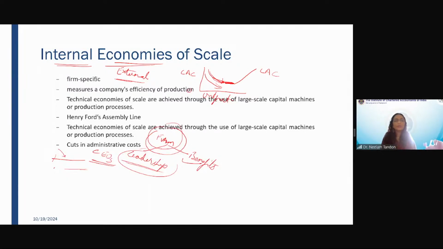What happens within the firm is called internal economies of scale. Okay, so these are firm specific. The firm decides about them. Like Swiggy's success, Zomato's success is because of what? Internal factors: their technology, their app, their delivery system. That is all internal. What is external?